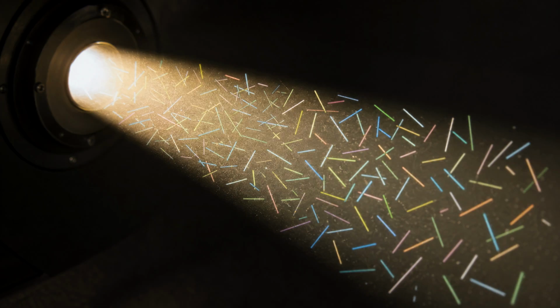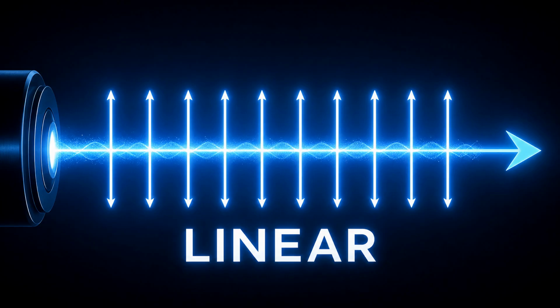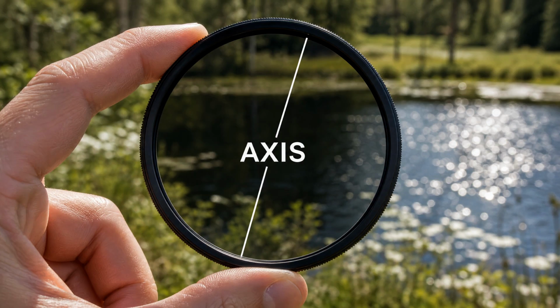In ordinary unpolarized sunlight, countless waves arrive with their electric fields pointing in many directions. Their orientations are mixed together, so no single direction dominates. But after light is scattered or reflected, some orientations can become stronger than others. The light is now partially polarized. If the electric field mainly oscillates along one fixed direction, it is linearly polarized. This is what a polarizing filter detects.